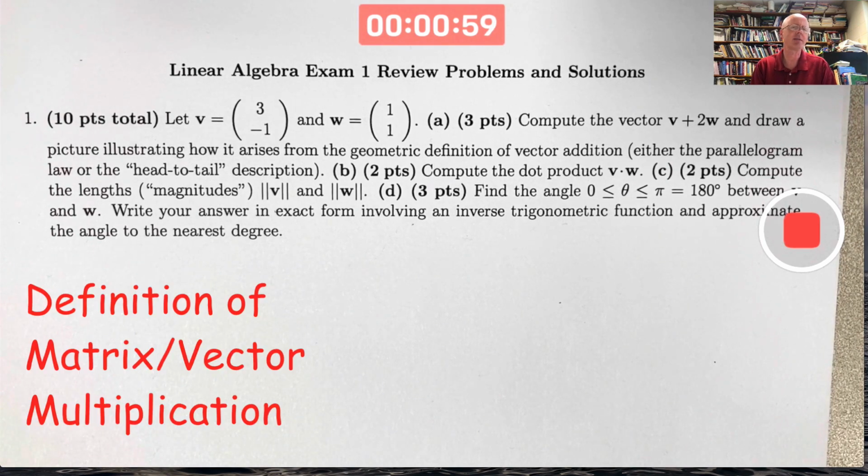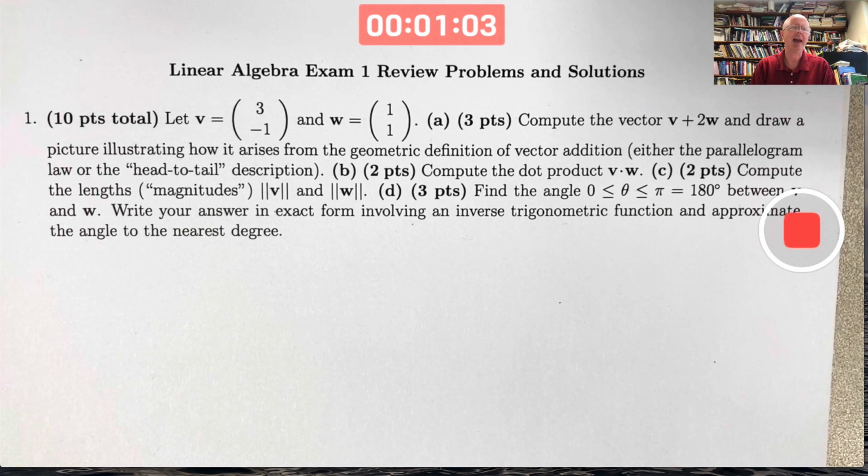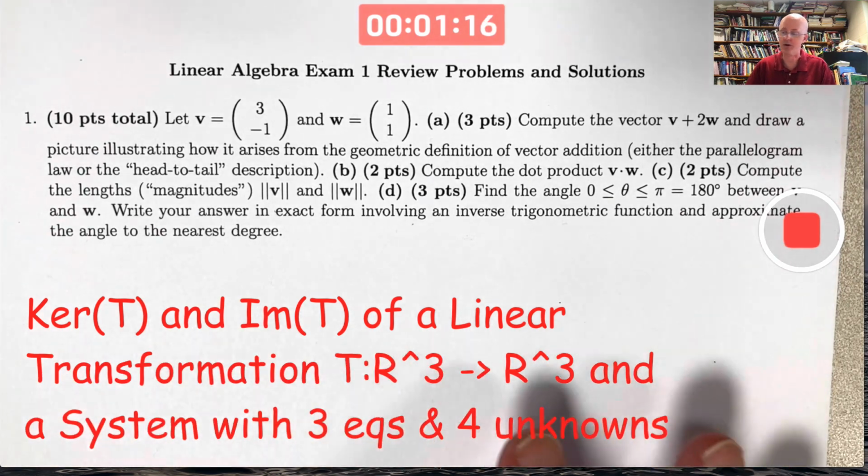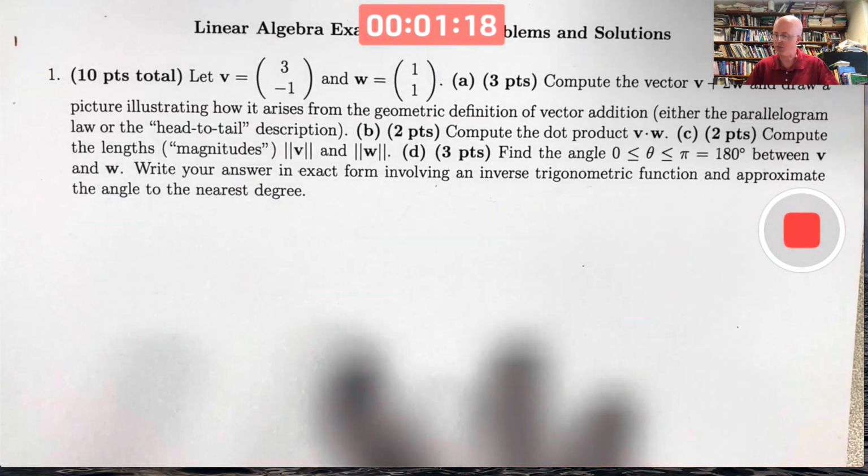We will talk about the definition of matrix times a vector in the general case, and then we will look at a couple problems that are a little higher dimensional, kernel and image of a linear transformation from three-dimensional space to itself, and also a system of 3 equations and 4 unknowns. But mostly it'll be low dimensional here for exam 1. So let's go ahead and start with number 1.